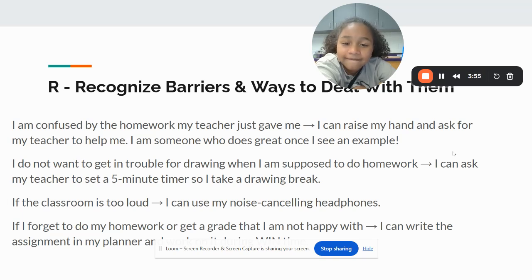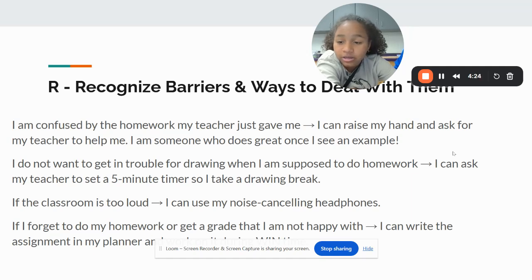Recognize barriers and ways to deal with them. I am confused by my homework my teacher just gave me. I can raise my hand and ask for my teacher to help me. I am someone who does great once I see an example. I do not want to get in trouble for drawing when I'm supposed to do homework.